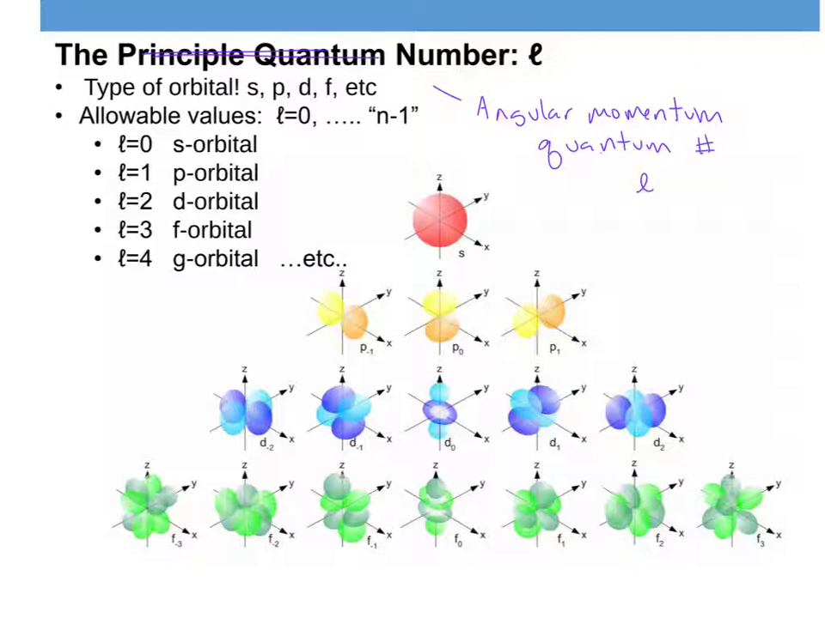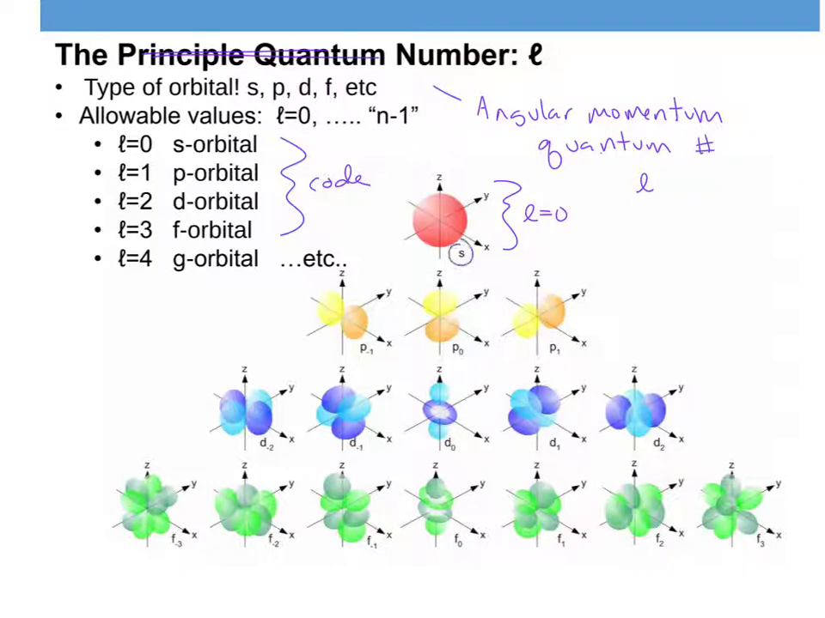And what the code is, this is really good to know. Here's the secret code. Always, always, always, if your L is 0, that means we're talking about an S orbital. So all of these suckers right here are the shape of your probability of finding an electron when your L equals 0.